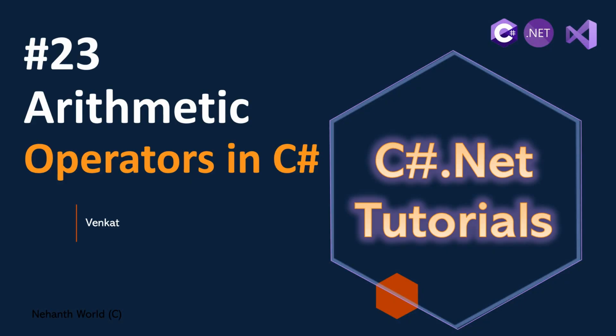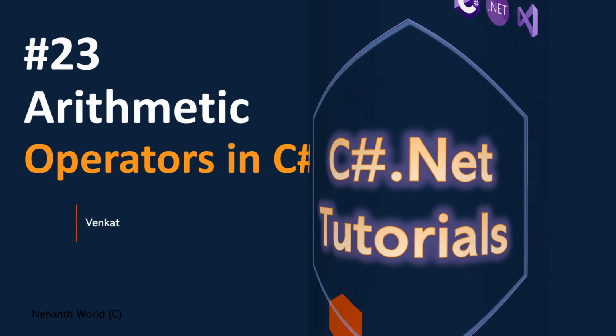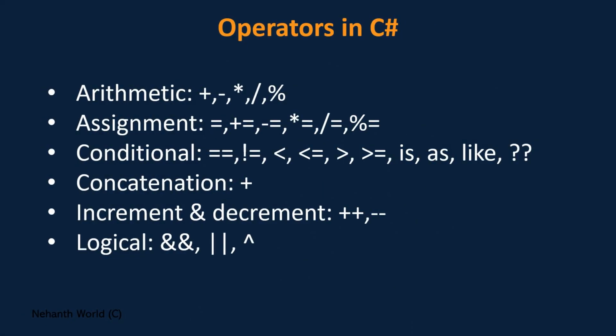In this video, let us learn operators in CSharp. In operators, let us see what are arithmetic operators. Here you can see there are different operators available in CSharp. First one is the arithmetic operators, and second one is assignment operators and conditional, concatenation, increment, decrement, and logical operators. Okay, let us discuss in detail about all these operators. So let's start with arithmetic operators.